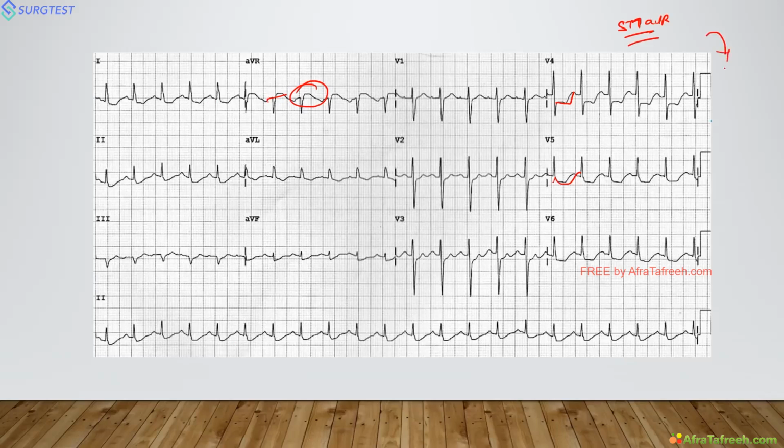It is the left main LMCA pattern. It's very important. You can localize this ST depression to the LMCA, left main coronary artery occlusion. So in this patient, it is an emergency. You should take him for coronary angiogram and look for LMCA lesion. This is an LMCA pattern.